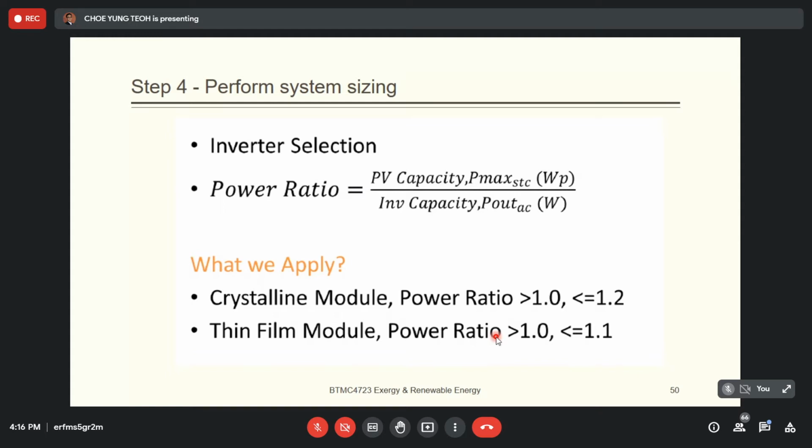So for crystalline module, we give better tolerance to it because the power output will have more difference due to the temperature effect and the shading effect. And this is what applies in the Malaysia industry. Crystalline module, power ratio must be between 1 to 1.2. If you are using thin film module, then power ratio should be between 1 to 1.5. Any question until here?